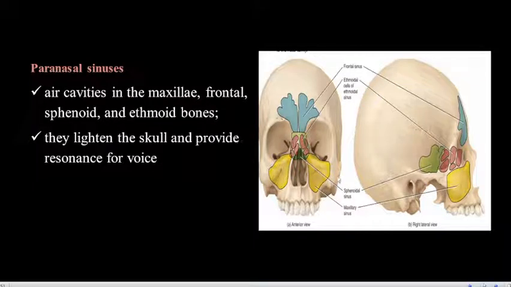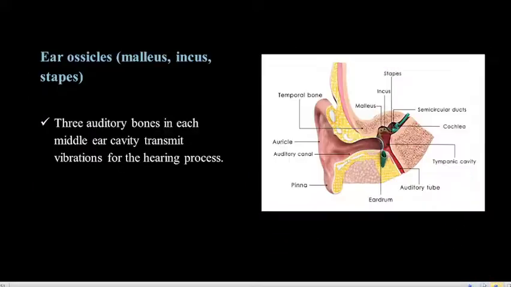Next, paranasal sinuses. So, ito sila, class, mga hollow spaces sa ating skull. Ayan, air cavities, meaning these are cavities composed of only air. In the maxillae, in the frontal sphenoid and ethmoid bones, they lighten the skull and provide resonance for the voice. Now, when we say lighten the skull, ito kasi sila ang nagre-release ng pressure sa ating skull, okay? Kaya medyo napapagaan yung feeling, okay? They release the pressure.